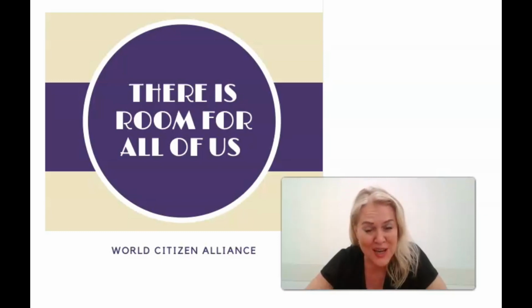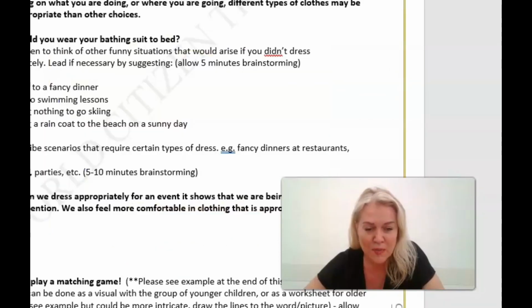And today I'm sharing a little bit of insight. We're walking through how to use one of the takeaway support lessons. This is "There's Room for All of Us." It's about shared spaces. It's lesson 4 of the takeaway lessons in the World Citizen Alliance Certificate for Civility for Children and Youth.